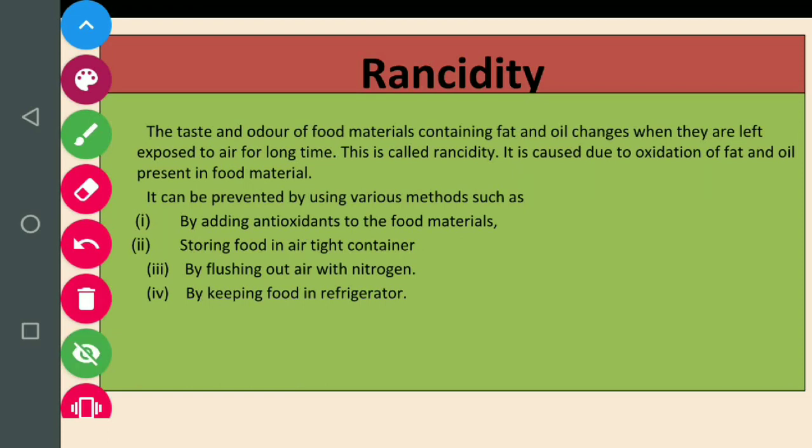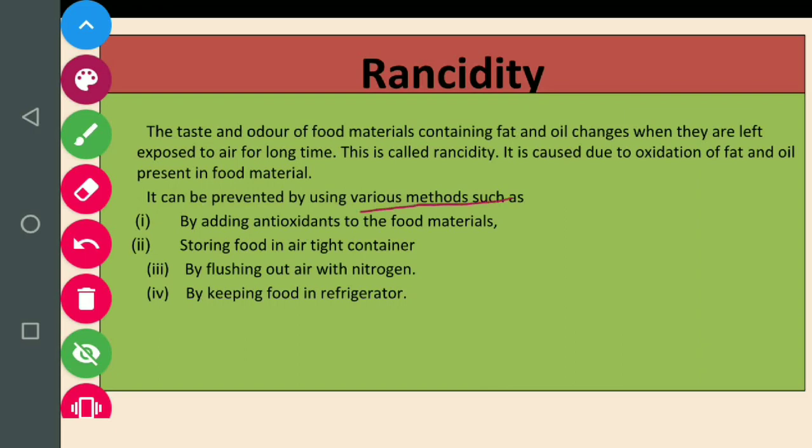Now, rancidity. The taste of a food material containing fat and oil changes when it is left exposed to air for a long time. This is called rancidity. It is caused due to oxidation of fat and oil present in food material. It means when you keep your oily food for some time, it gets a smell. This is known as rancidity. This is because of oxidation of fat and oil present in food.